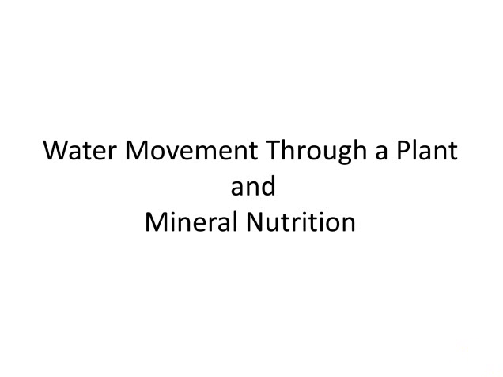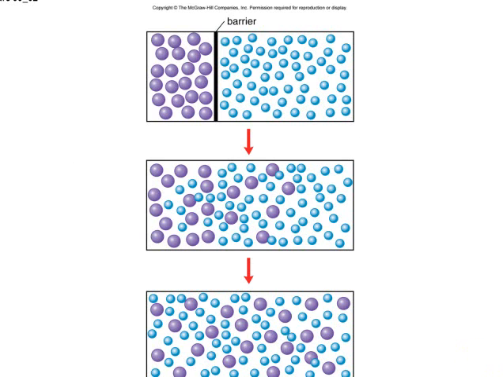All right, we're going to quickly move through three topics, units 15, 16, and 17 in your study guides, and they involve water movement through a plant and mineral nutrition. First of all, diffusion, osmosis, and imbibition.